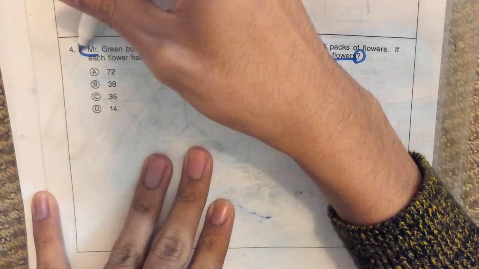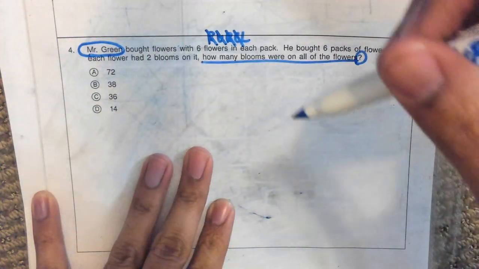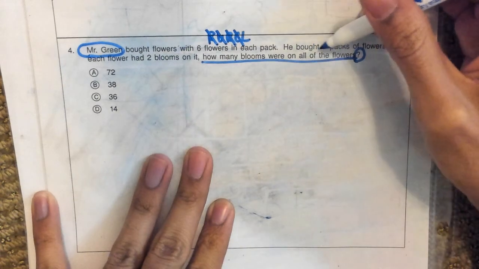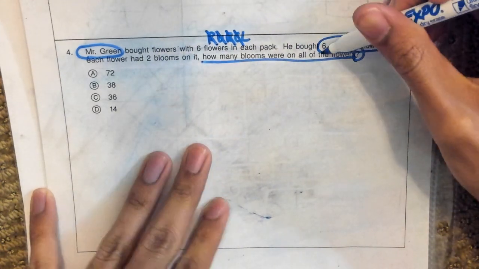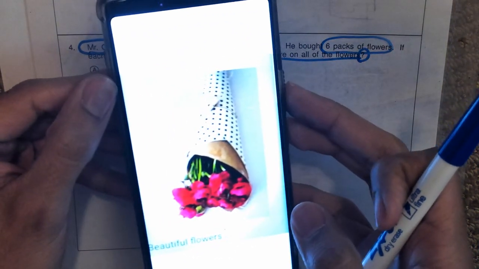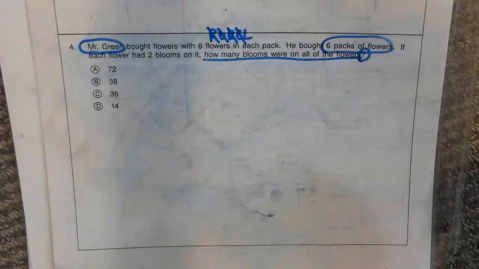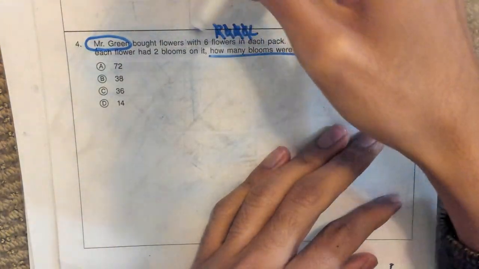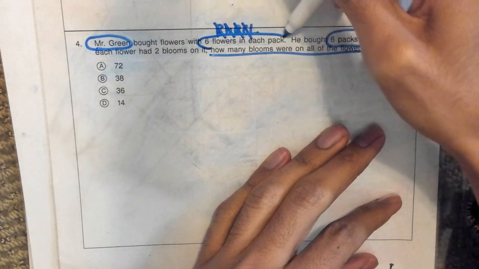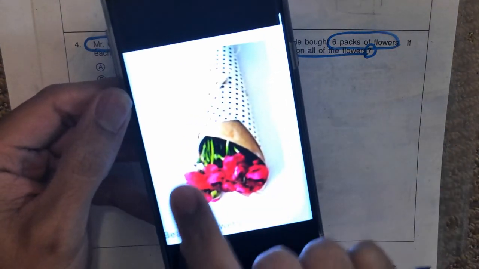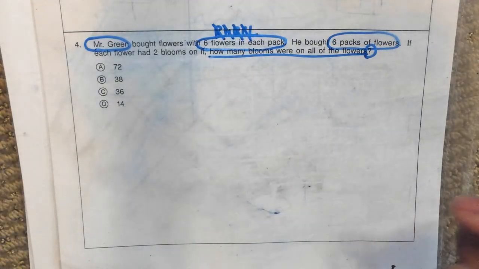So I know this problem is about Mr. Green. I know that Mr. Green was buying some flowers, and I know that he bought 6 packs of flowers. If you don't know what a pack of flowers looks like, it just looks like this. You may have seen something similar in a store. He bought 6 packs of flowers, and there were 6 flowers in each pack. So in this pack, there would be 6 flowers.